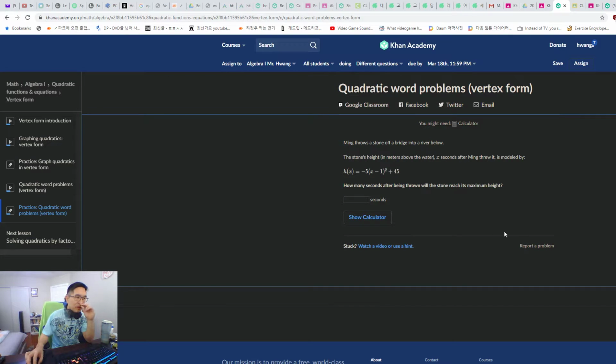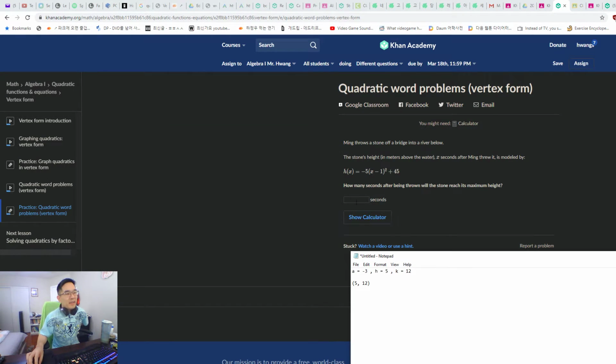So look at this. Ming throws a stone off the bridge at the river below. The stone's height, h, at x seconds, so x is the time, is modeled by this, right? How many seconds after being thrown will the stone reach the maximum height? Another maximum height problem.